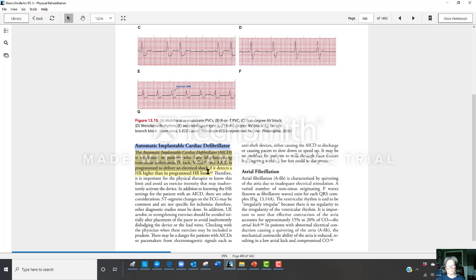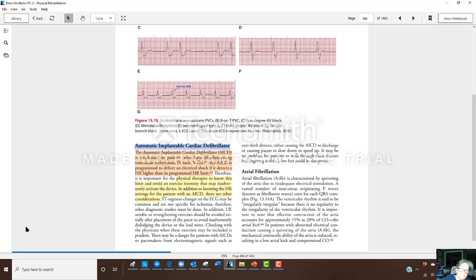In addition to knowing the HR settings for the patient with an AICD, there are other considerations. ST segment changes on the ECG may be common and are not specific for ischemia. Therefore, other diagnostic studies must be done. In addition, aerobic or strengthening exercises should be avoided initially after placement of the pacer to avoid inadvertently dislodging the device or the lead wires. Checking with the physician when these exercises may be included is prudent.